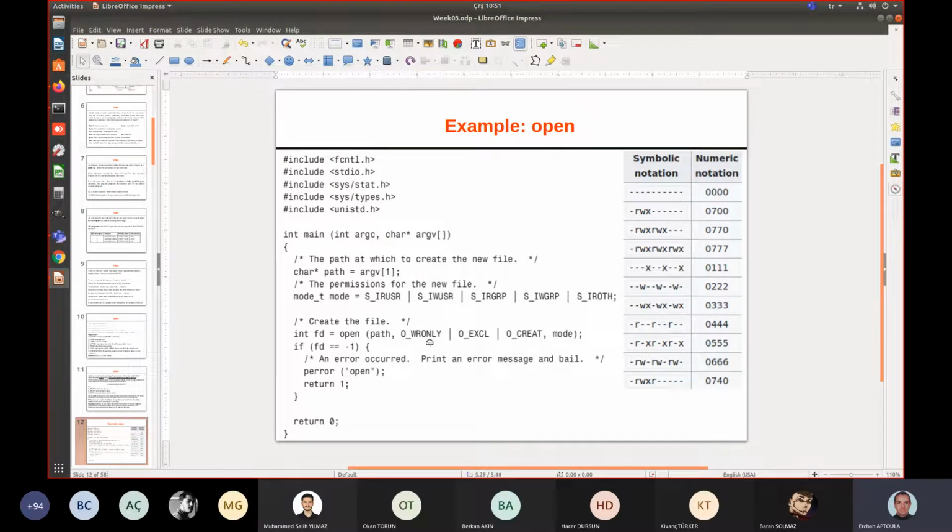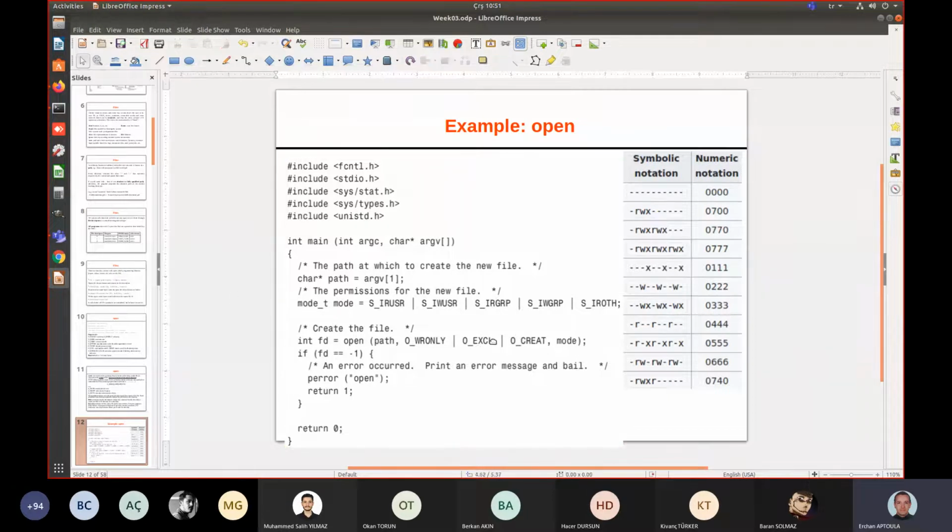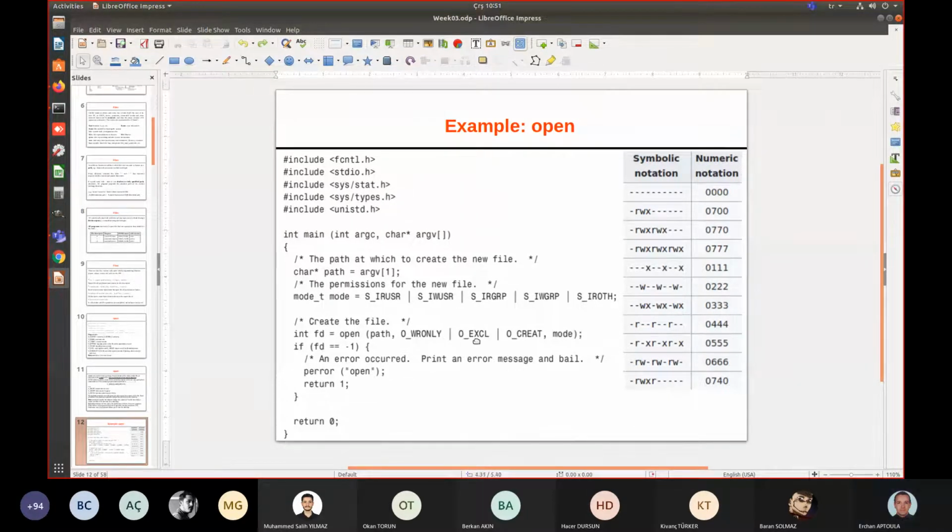This means we want to create a new file, and if that file exists, we want an error to be returned. We do not want to overwrite a file in any way or open an existing file. We want to create a new file, absolutely. So we are using O_EXCL together with O_CREAT. And we also want to open it in write-only mode.